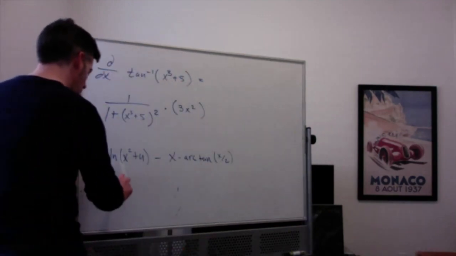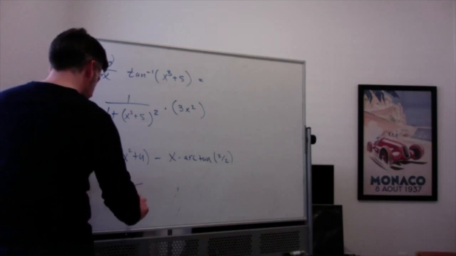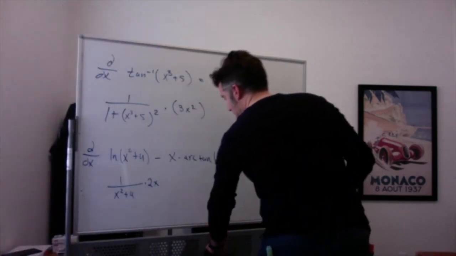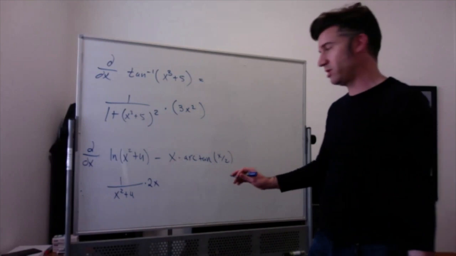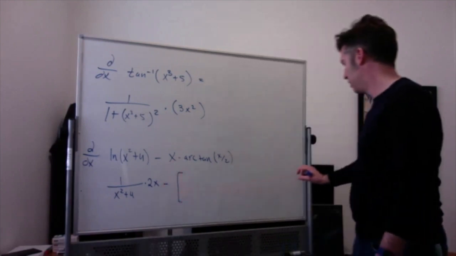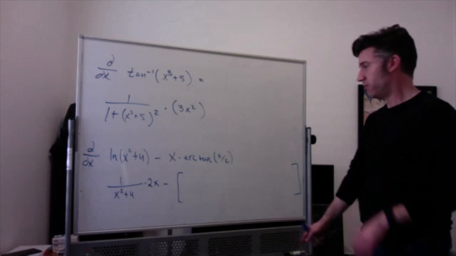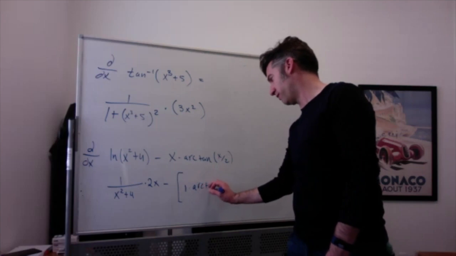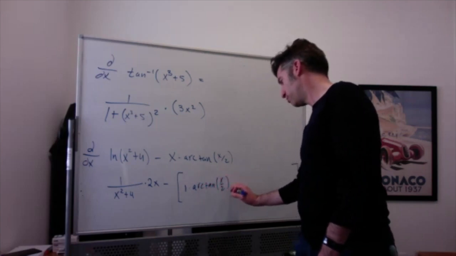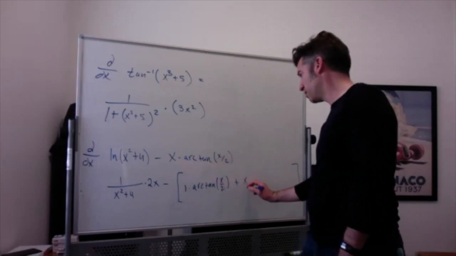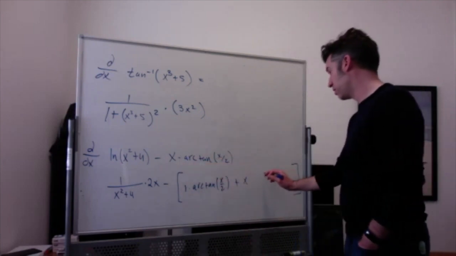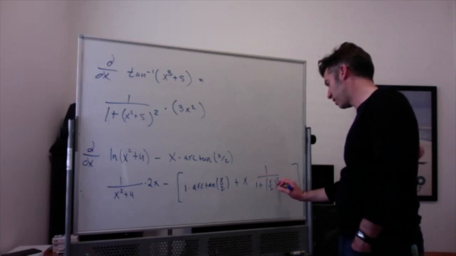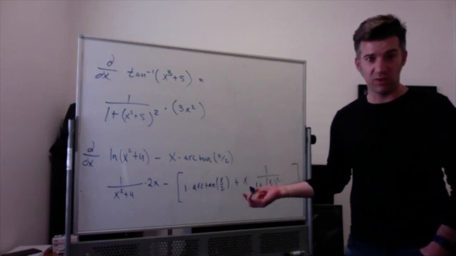It's going to be 1 over the stuff times the derivative of the stuff. And then the derivative of this, we're going to have to use the product rule. So when I have a minus a product rule, I usually think of it as minus, and then it's all of the product rule that I'm going to take the derivative of. So it's going to be the derivative of x, which is 1, times arctangent of x over 2, plus x times the derivative of arctangent of x over 2, which is going to be 1 over 1 plus x over 2 squared times the derivative of x over 2, which is just 1 over 2.